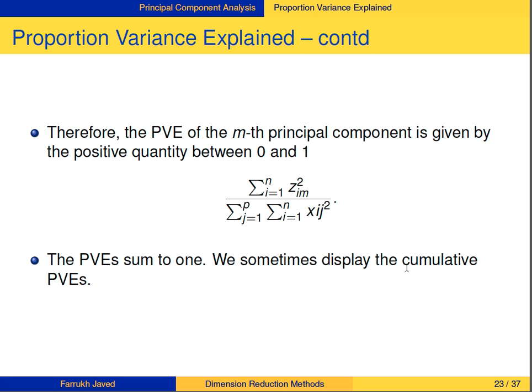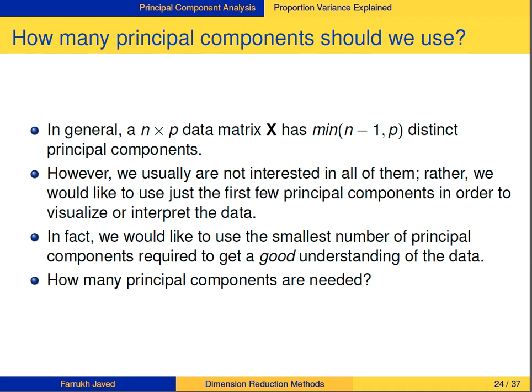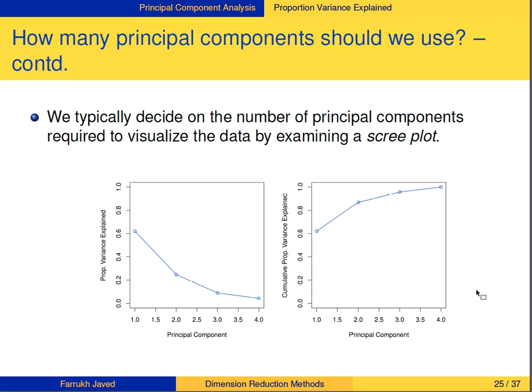So sometimes we display the cumulative PVE, like how things are actually accumulating, right? In general, as I said, there are that many principal components and we are not interested in all of them. So what do we do? How do we decide how many principal components we are going to use? We make a scree plot like here. We typically decide on the number of principal components by examining a scree plot.